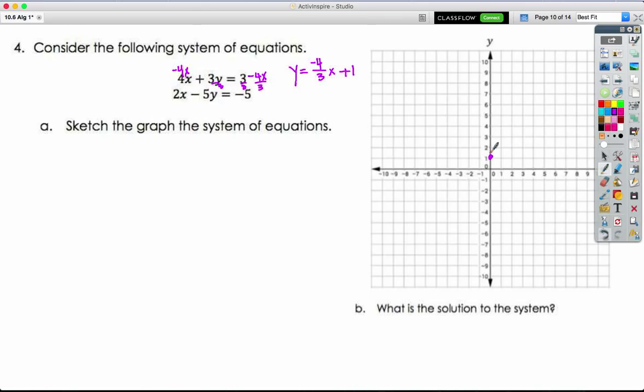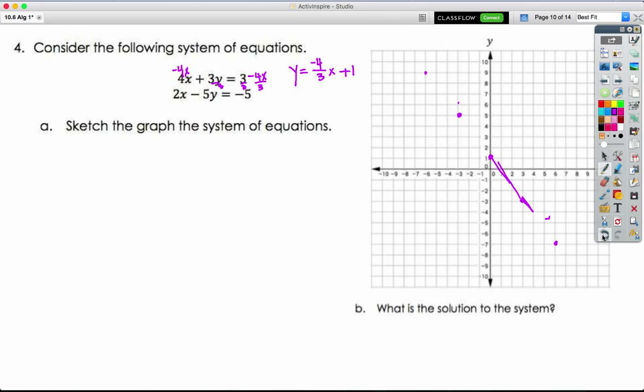So I will start at +1. If my slope is -4 thirds, that means I go down 1, 2, 3, 4, and over 1, 2, 3. Or I could do the reverse and go up 4, and go back 3. And so you could continue to do that to make more accurate points. Let me double check that. Okay, so we have our first line. Need to be as accurate as possible.